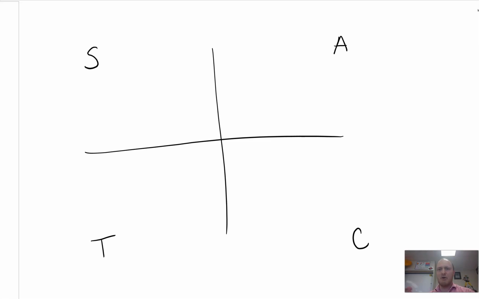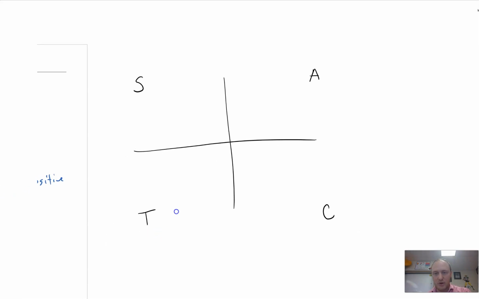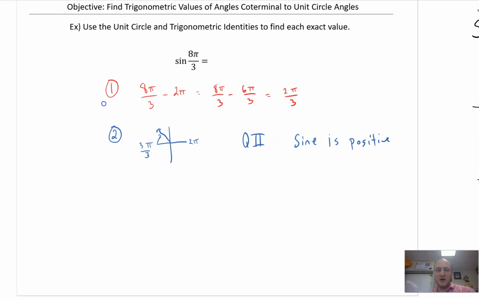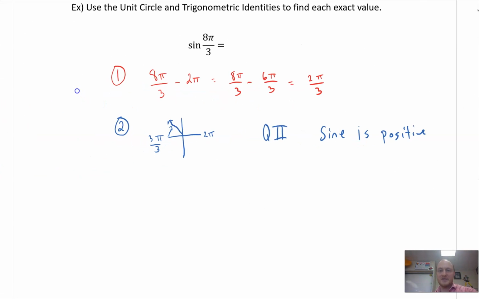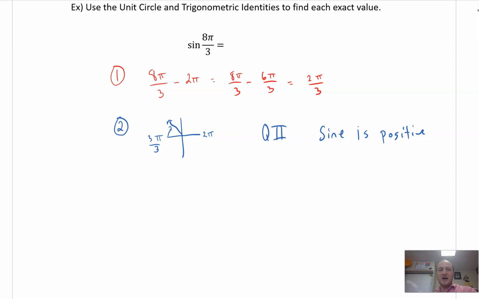So this acronym, All Students Take Calculus, represents how I can remember what quadrant everything is positive in. A stands for all, S is sine, T is tangent, and C is cosine. That tells you where everything's positive. All right, next, now that I know that it's positive, I need to know what the reference angle is for the angle I'm working with.